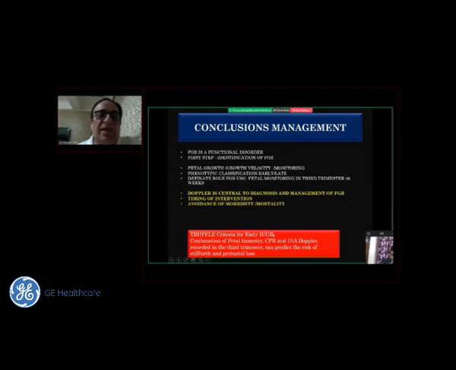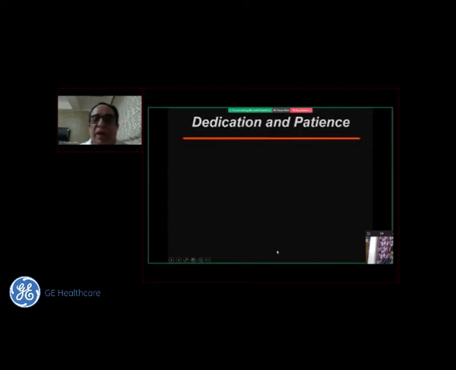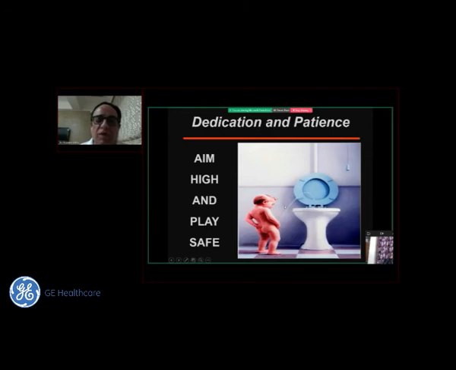Management is stage-based. As I said earlier, we use the TRUFFLE criteria for early FGR, and in late FGR we use a combination of biometry, CPR, and uterine artery Doppler. And if anything is going wrong, we monitor on a weekly basis and deliver at least by 36 to 37 weeks. So I think that was my last slide, and Vivek, you can take on from here.